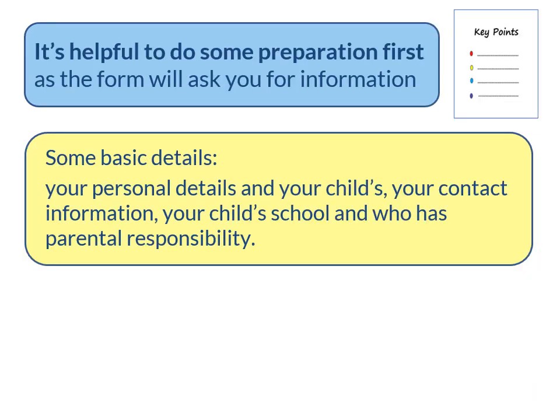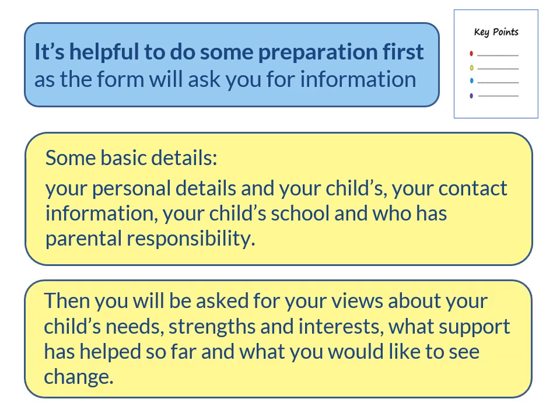It's helpful to do some preparation first before you begin your request, as the form will ask you for information. This will include some basic details, your personal details and your child's, your contact information, your child's school if they attend one, and also who has parental responsibility. Then you will be asked for your views about your child's needs and their strengths and interests, what support has helped them so far, and what you would like to see change.